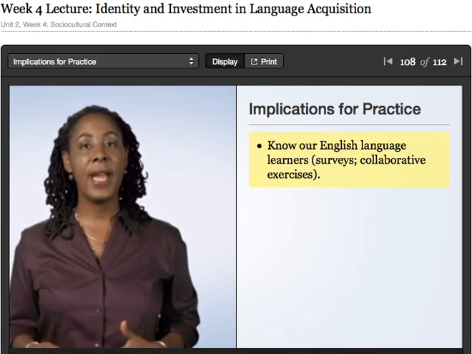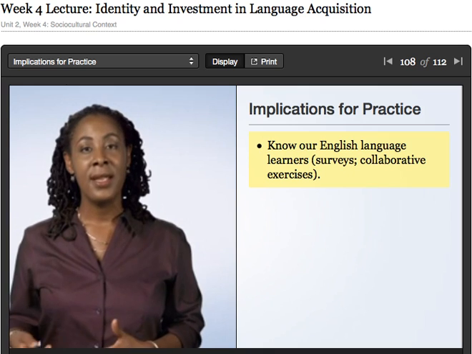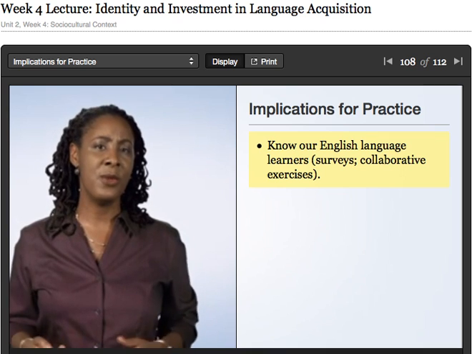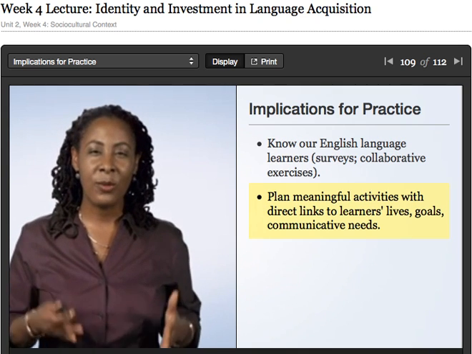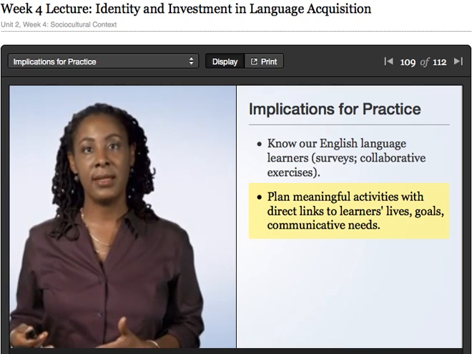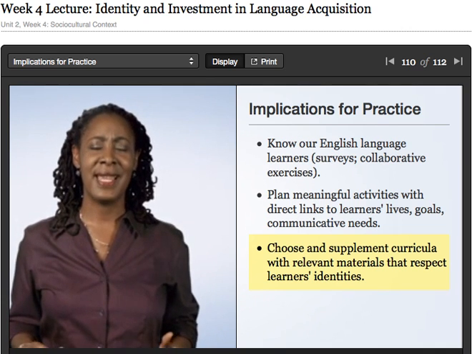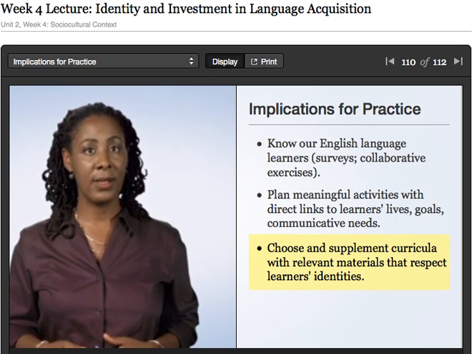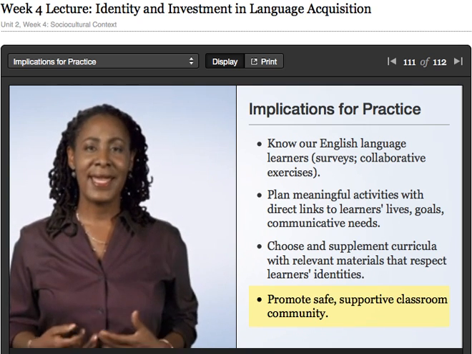We should try to conduct collaborative, interactive exercises that utilize pair and group discussion to build comfort and to build knowledge about who the members of our classroom community are. And we should also plan meaningful activities with direct links to our learners' lives, their goals, and their real communicative needs. And we should choose and supplement our curricula with materials that are relevant and respectful to our learners' multiple identities.